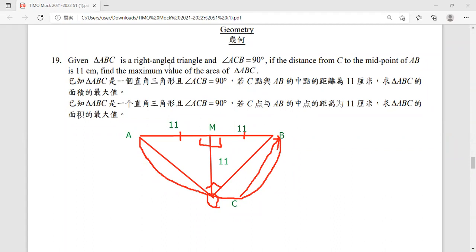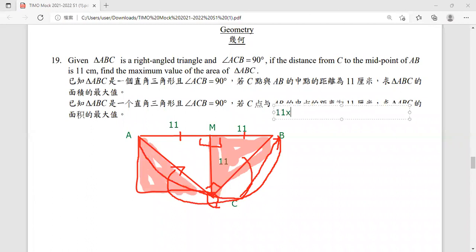So what I can do here is that I cut this half circle and insert here. Yes, the radius of the circle is constant by definition. So I cut this triangle and put it here. It becomes a square of side length 11. So the answer will be 11 times 11, which is 121.